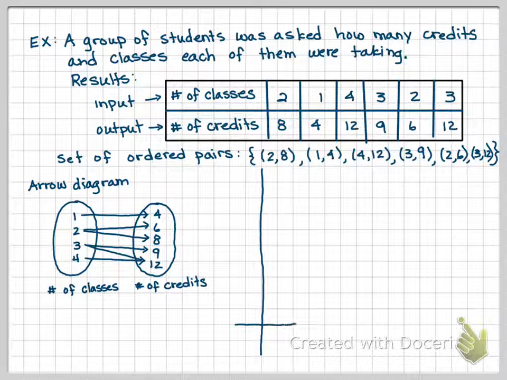I'm only going to do the positive x and y axis here, and that's because negative numbers don't make sense in this setting, right? You can't take a negative number of classes, and you can't take a negative number of credits, so it wouldn't make sense for us to have negative numbers on this graph at all. And so that's the only reason I haven't drawn all 4 quadrants here, because we just don't need them.